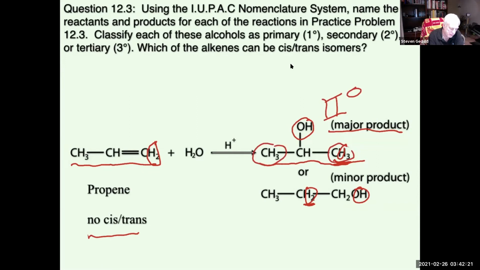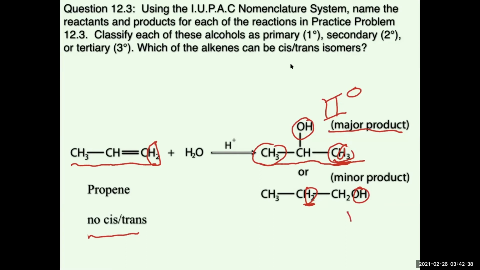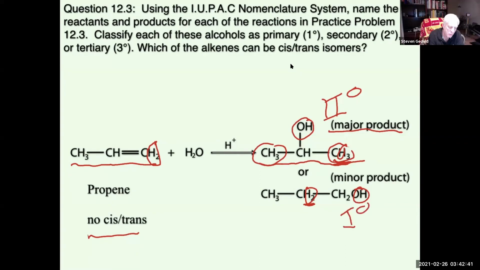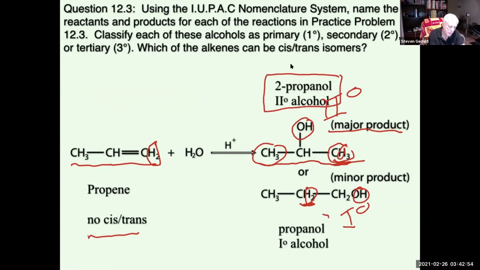The minor product, which is 1-propanol. Would that be a primary, secondary, or tertiary alcohol? Primary, perfect. This is a primary alcohol, because there's only 1 carbon attached to the carbon with the OH group. Do we put names on these? Yes. So 2-propanol is your secondary alcohol, and this is 1-propanol, which is your primary alcohol.